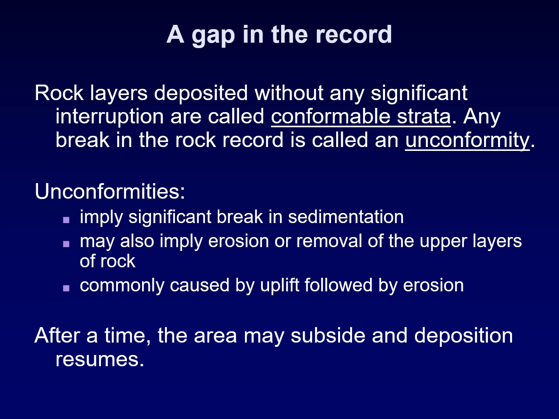And so that's conformable. So any break in the record, where there's a gap between two units where there was no deposition, we call that an unconformity. And there's three main characteristics of unconformities. They imply a significant break in sedimentation. They can also imply erosion or the removal of upper layers of rock. So there would have been rock there and now there's not. And they're commonly caused by uplift followed by erosion.